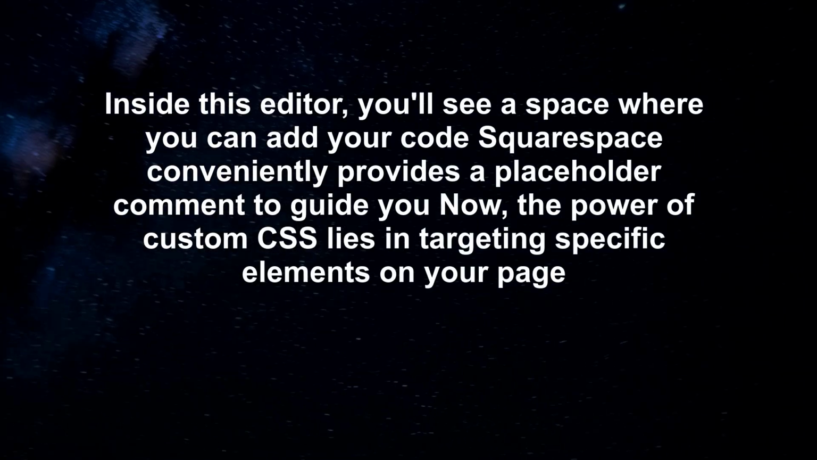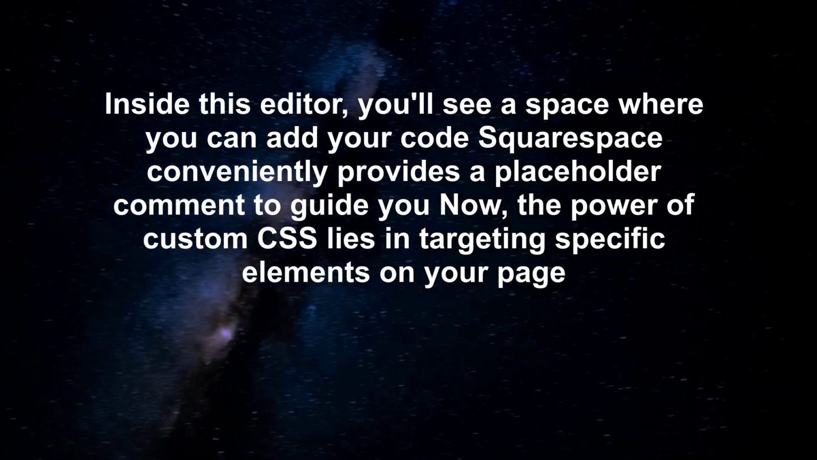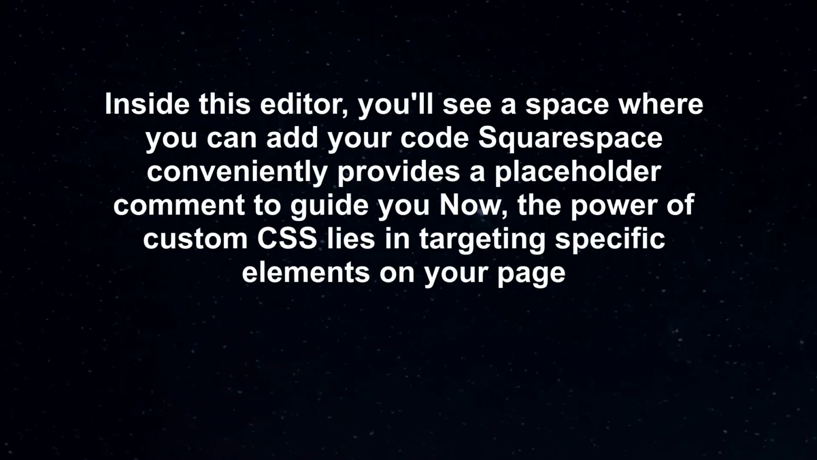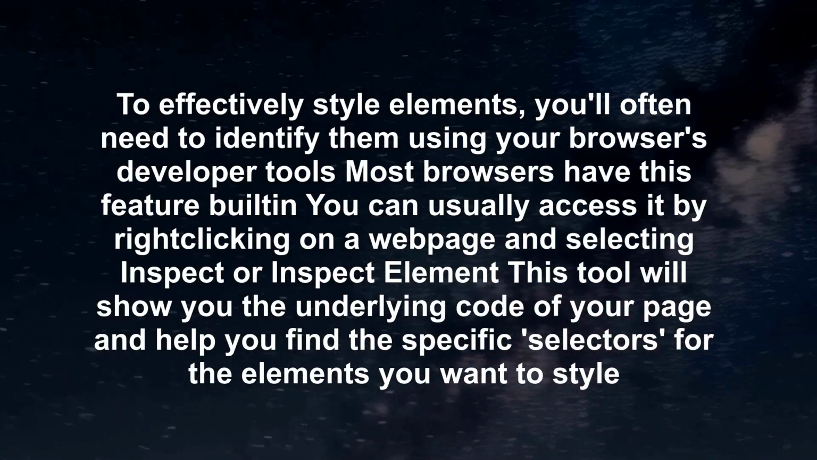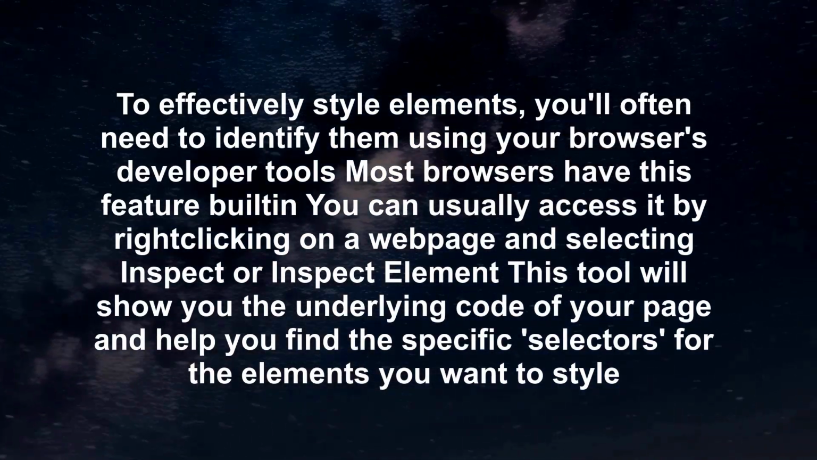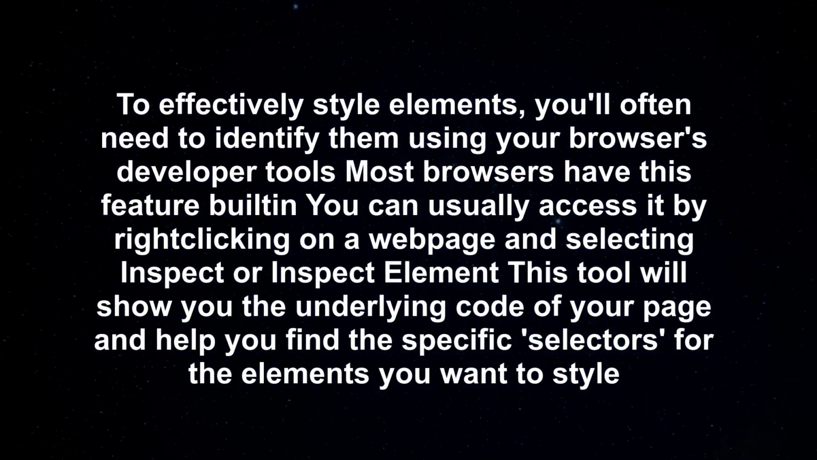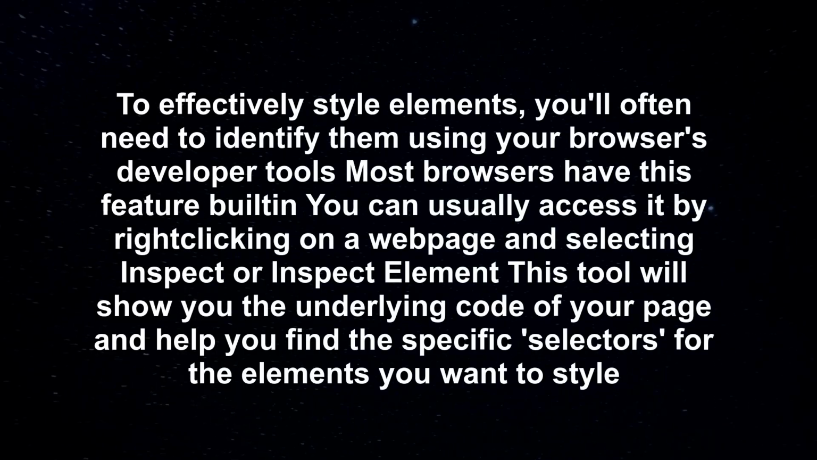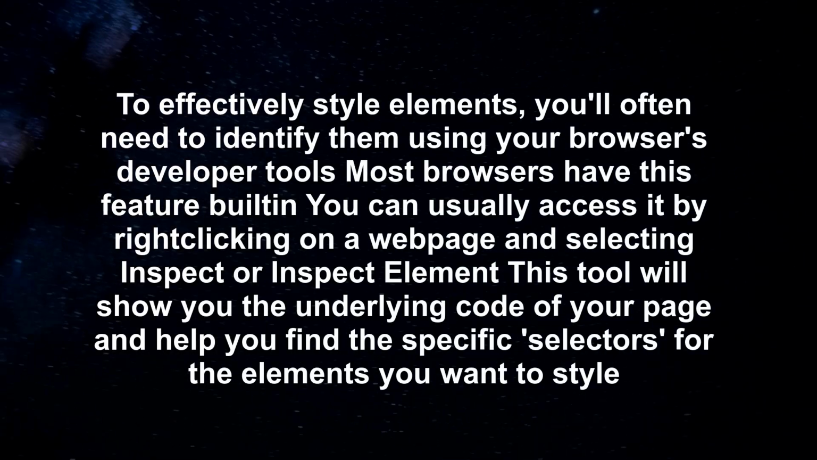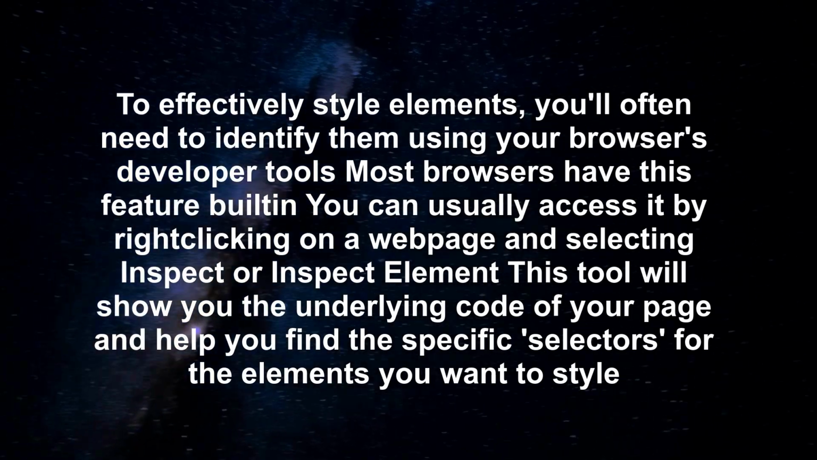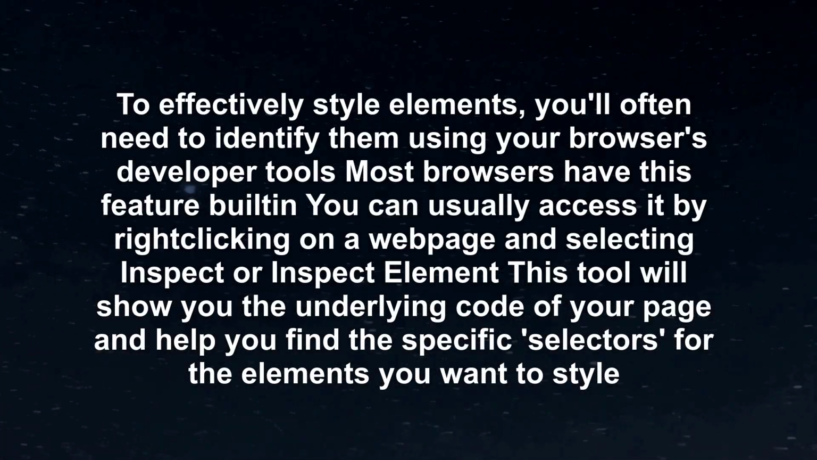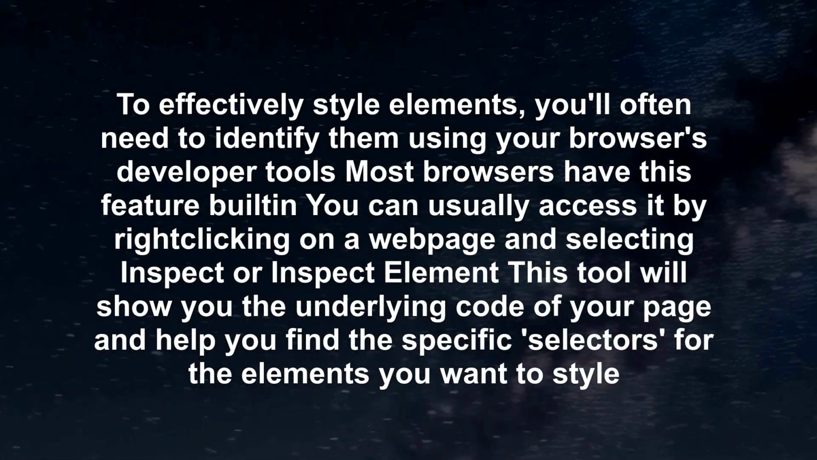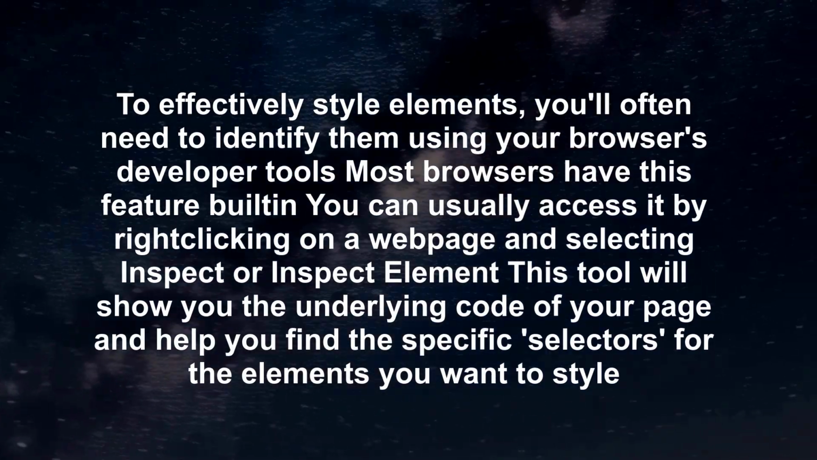The power of custom CSS lies in targeting specific elements on your page. To effectively style elements, you'll often need to identify them using your browser's developer tools. Most browsers have this feature built in. You can usually access it by right-clicking on a web page and selecting Inspect or Inspect Element. This tool will show you the underlying code of your page and help you find the specific selectors for the elements you want to style.